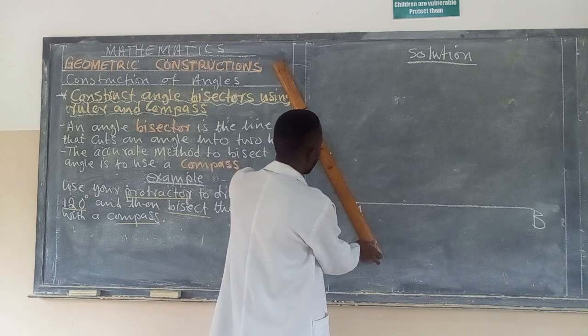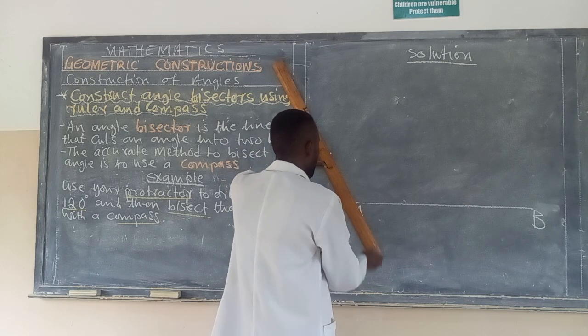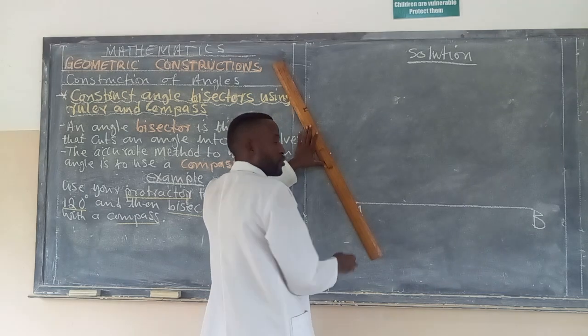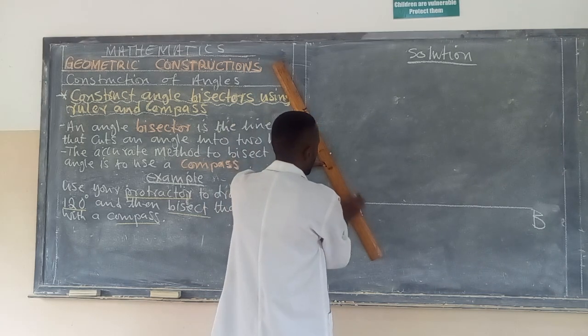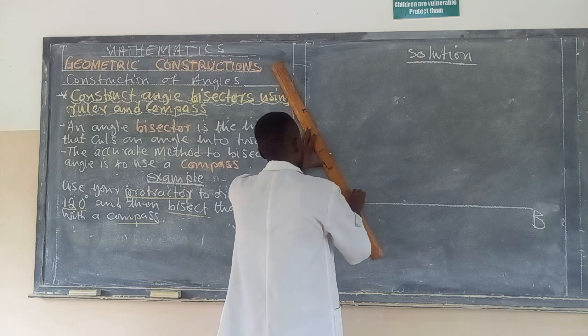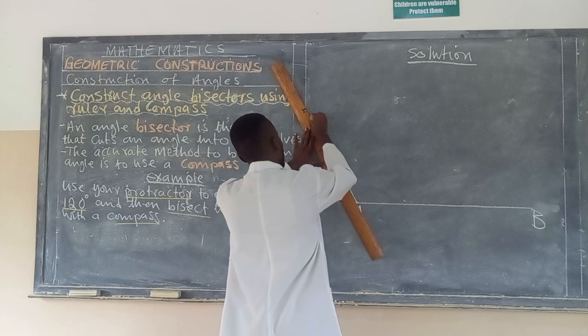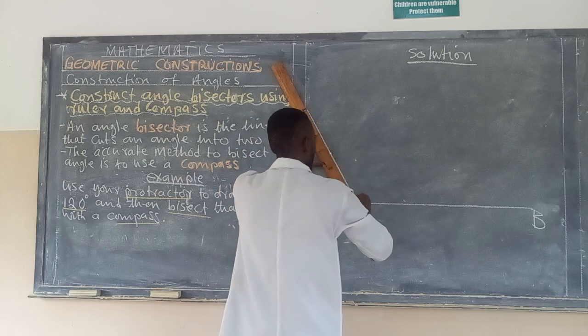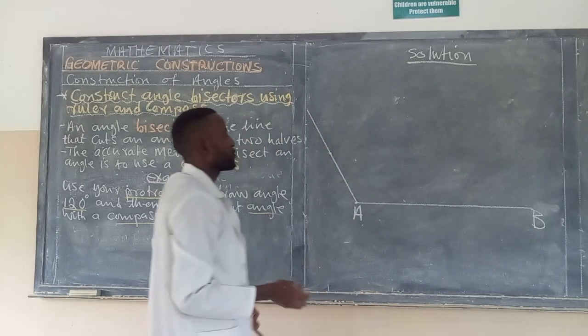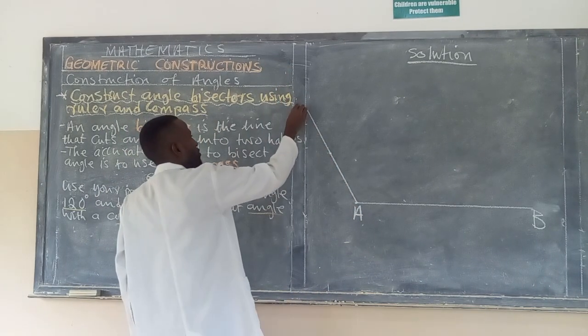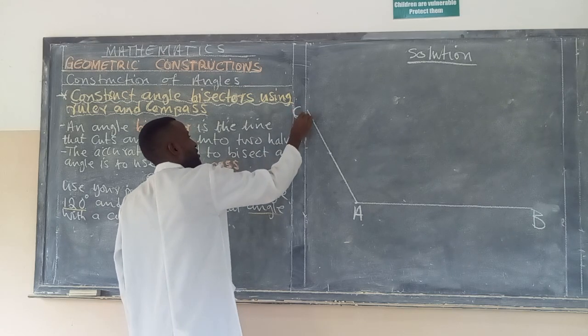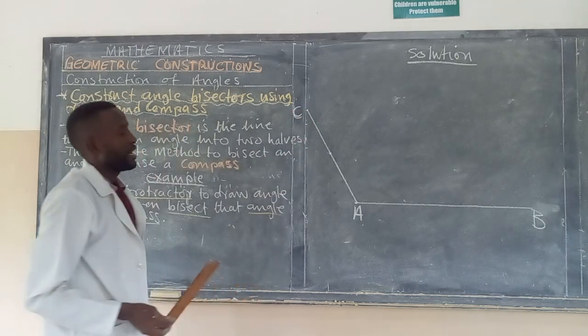Once you connect it, it doesn't matter how long your line will be, as long as it cuts on that dot, then you are okay. So let's connect there. We are going to connect it by drawing this line straight like that. If you want to be accurate, you can name this point here to be C.